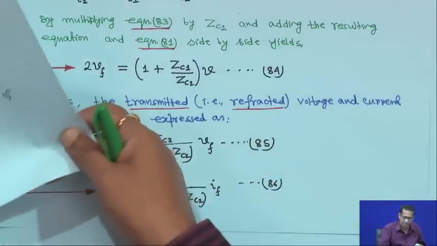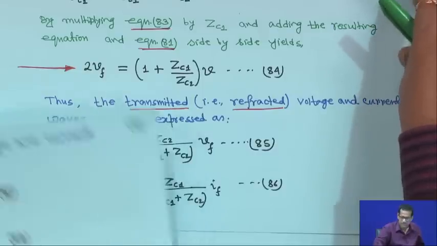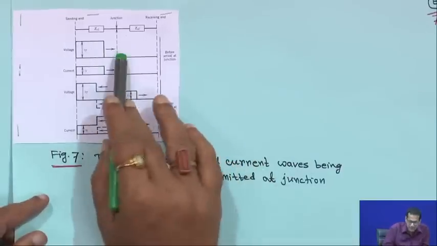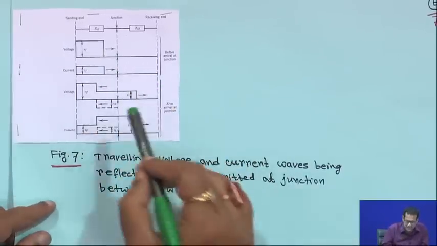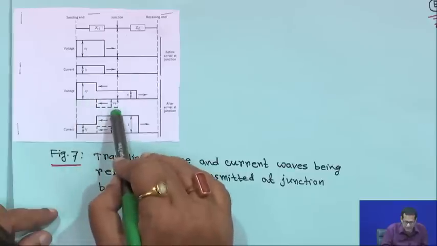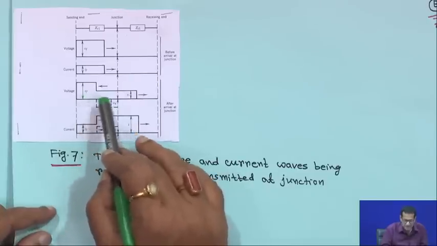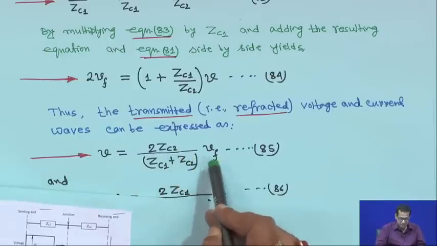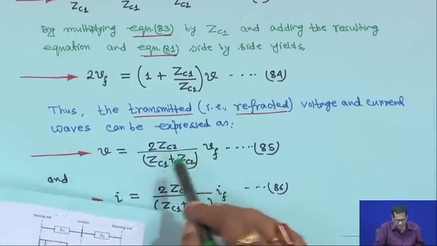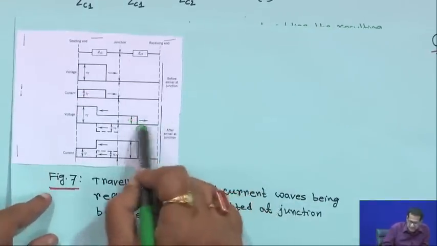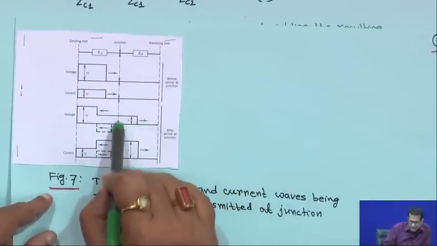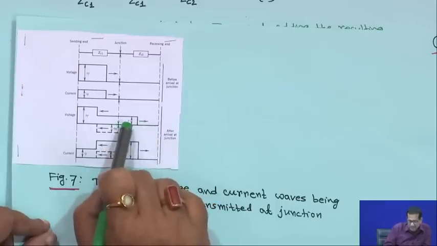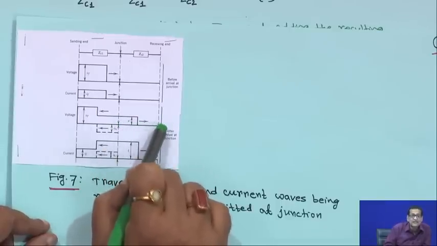Therefore, this is figure 7. So, this is the voltage wave and If is going. Now, the question is about Vb. This V is equal to 2 Zc2 upon Zc1 plus Zc2 into Vf, so this is the refracted one, this V. This is your refracted side. So, this is the junction, and V is moving from the junction point to the right-hand side, left to right.